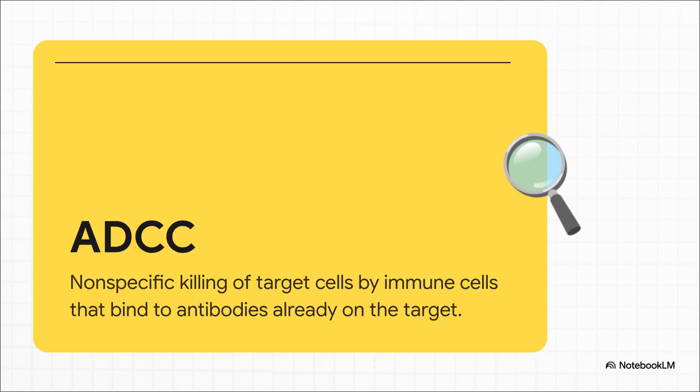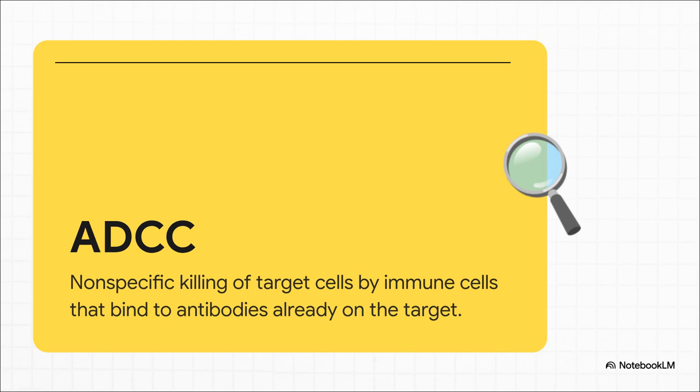Now, let's look at a process that is just a brilliant illustration of how the innate and adaptive immune systems cooperate. It's called antibody-dependent cellular cytotoxicity, or ADCC. It's a really fascinating mechanism. Here's how it works. It starts with an antibody, a product of the adaptive system, which specifically binds to an antigen on the surface of a target cell, like a virus-infected cell.